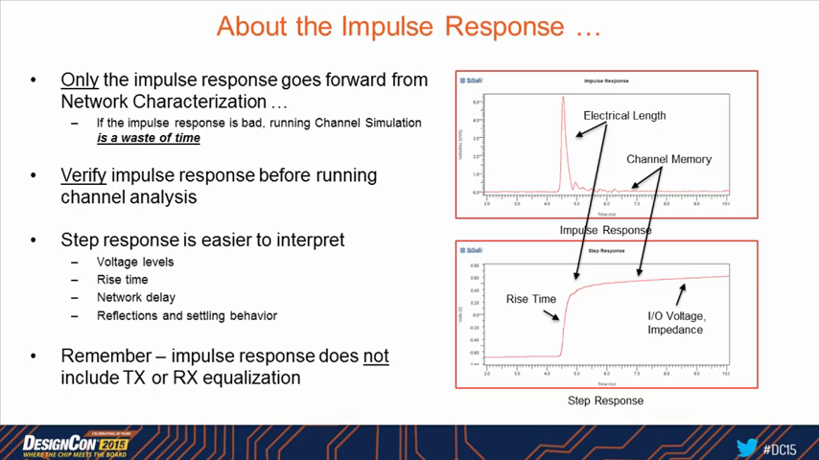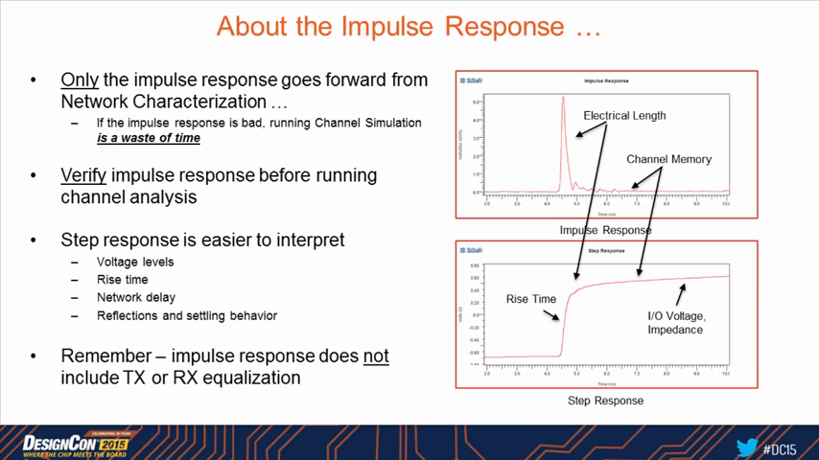Now, the reality is we all do it. The reality is that we all see impulse responses that are somewhat suspect, and then we go ahead and we run channel simulation just to see what happens, and that's totally okay. But it's important to understand that if the impulse response that's produced is bad from network characterization, then everything that follows is suspect. And if you get down the line and you're looking at results from channel simulation and they look wacky, well, you knew you were running with bad data.